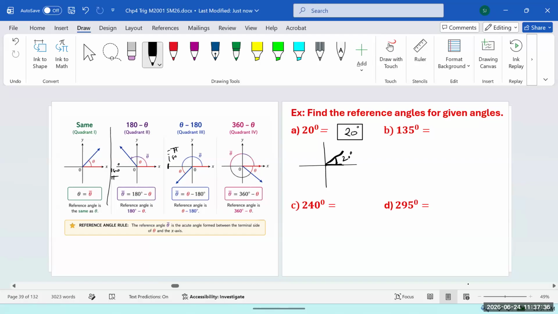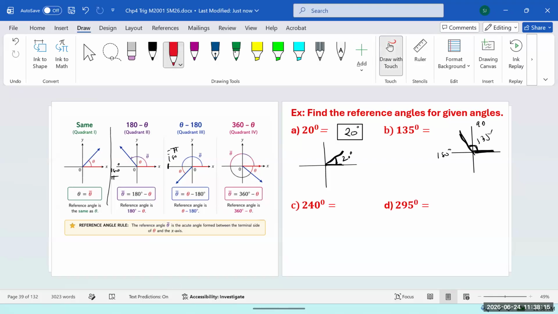Okay, next, 135 degrees. Let's draw it first. Here. So you're going to start from the positive x-axis. And 135 degrees, is it less than 90 degrees or more than 90 degrees? More than 90 degrees. Great. Now we have 90 degrees here, and then 180 degrees here. So 135, is it less than 180 or more than 180? Less than 180. So it's somewhere here. This is 135 degrees. So it's in the second quadrant.